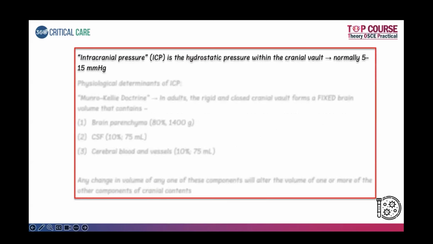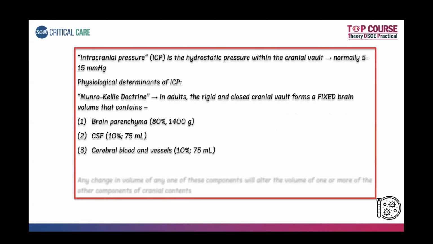All right, intracranial pressure, again, the definition is the hydrostatic pressure within the cranial vault, which is around 5 to 15 millimeter of mercury. The physiological determinant of ICP is governed by the Monro-Kellie doctrine. So important again, if it asks for this in the exam, it is a solid answer, because if you know it, you can write it and get the full mark.